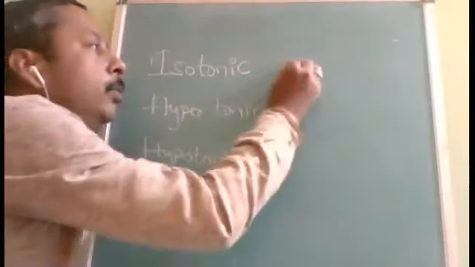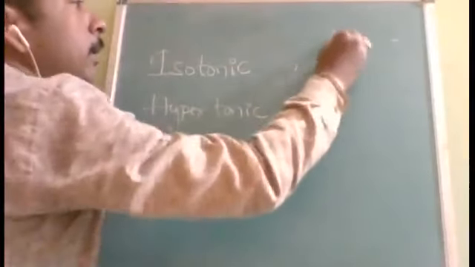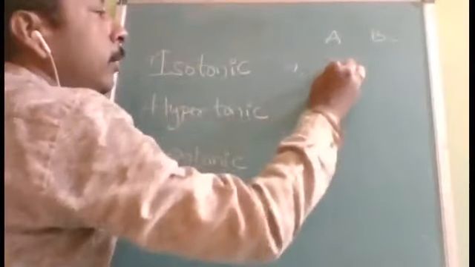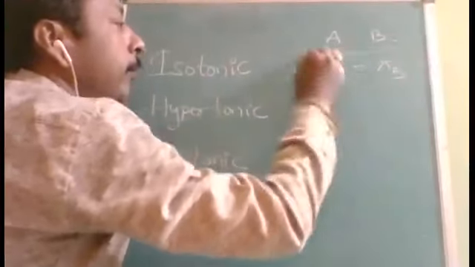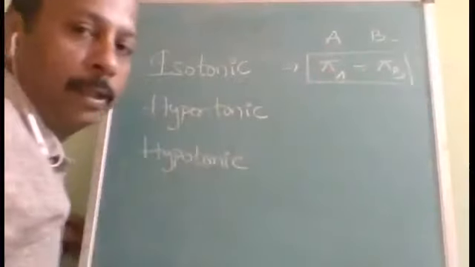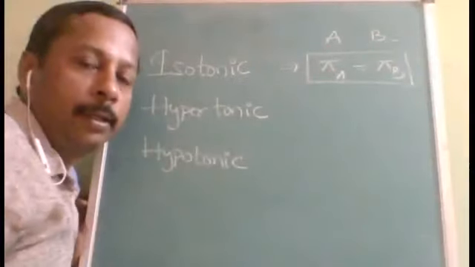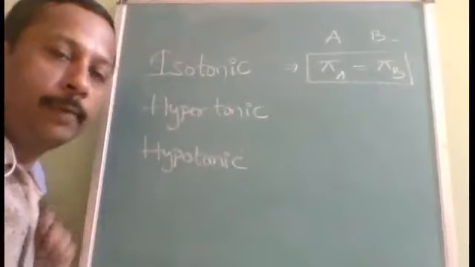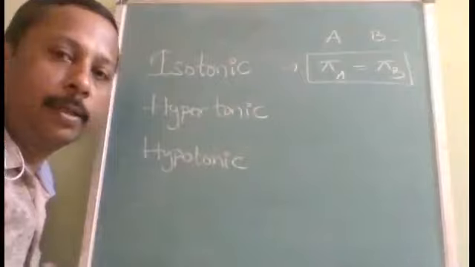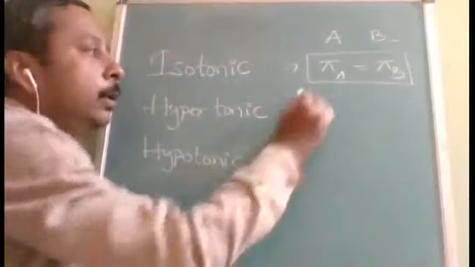Isotonic means, let us take A and B. If two solutions have the same osmotic pressure, then they are said to be isotonic. Two solutions having the same osmotic pressure are said to be isotonic.